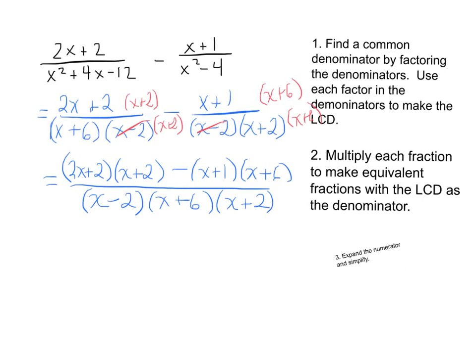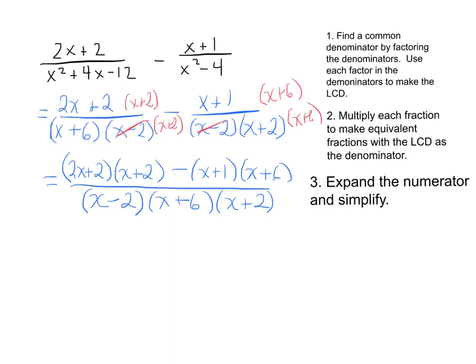And that's the third step. Expand the numerator and simplify. When I expand that numerator, I need to use the distributive property. So I'm going to go 2x times x is 2x squared. 2x times 2, that's, oops, made a mistake already. We're not off to a good start.